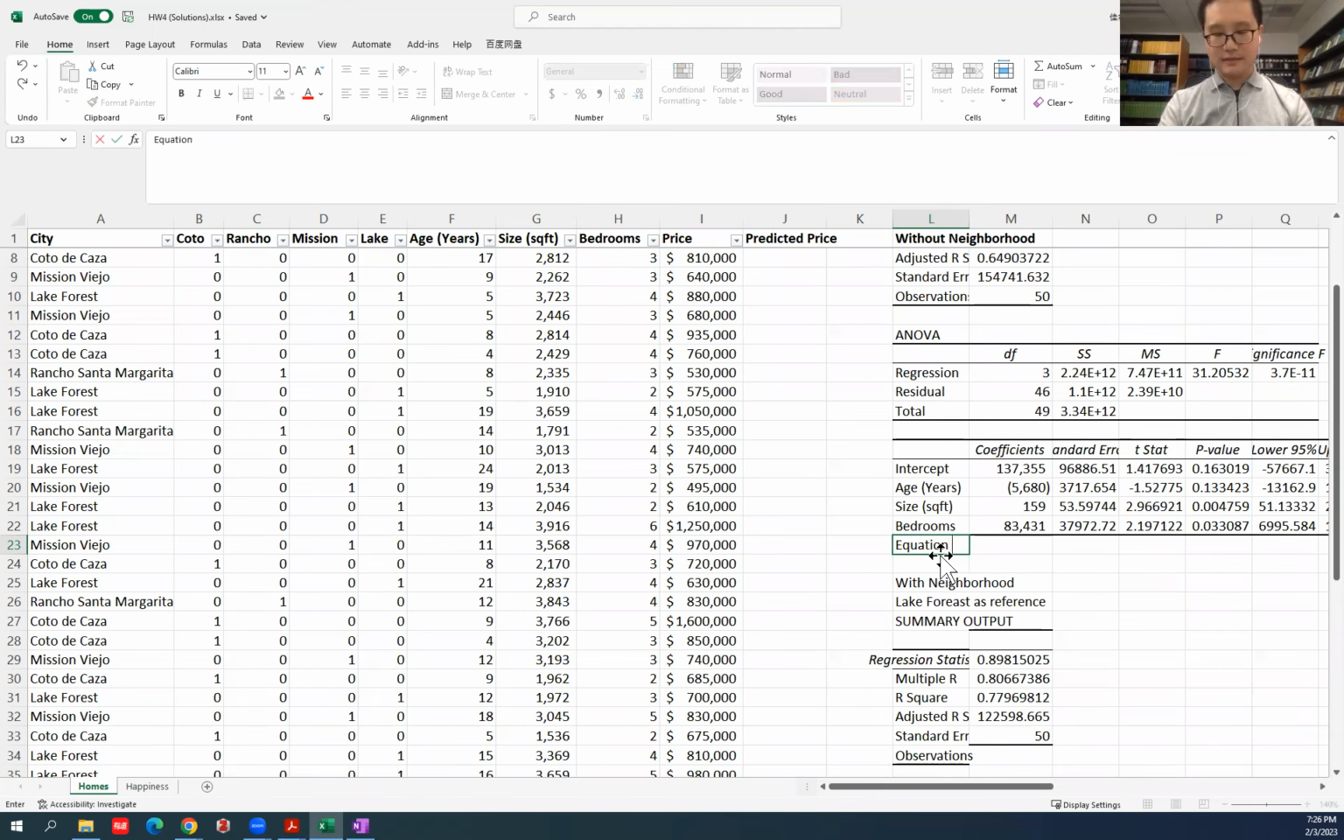So for example, this last model we just estimated gives us a regression equation saying that the predicted price will equal the intercept plus the coefficient of age times age. Then we need to add the coefficient of the other variables, the coefficient of size times size. We do the same for bedroom.